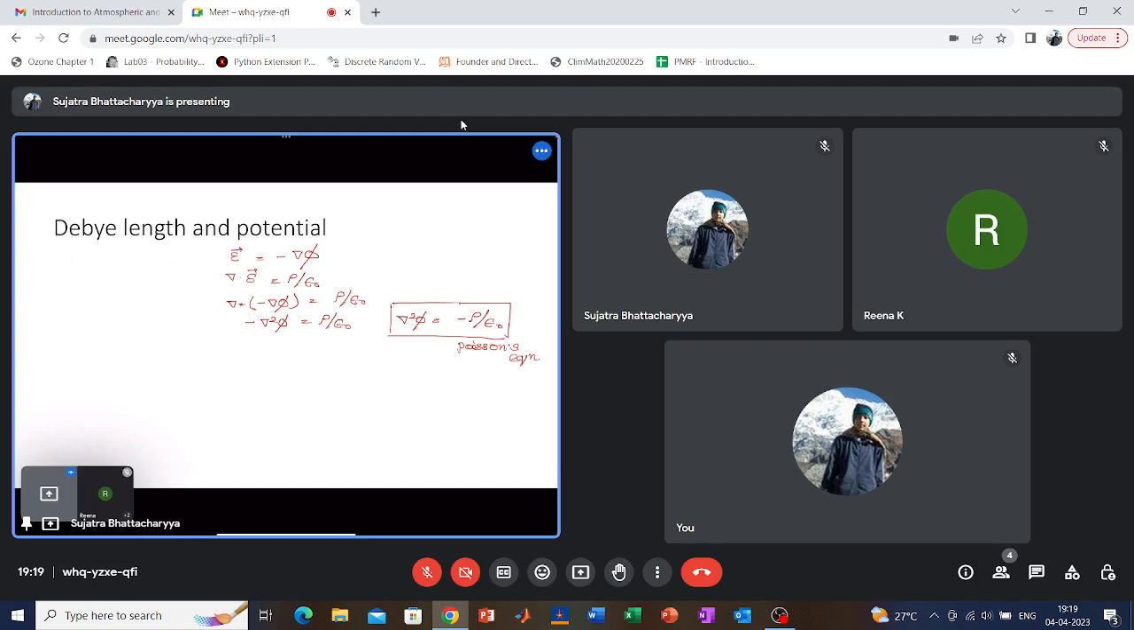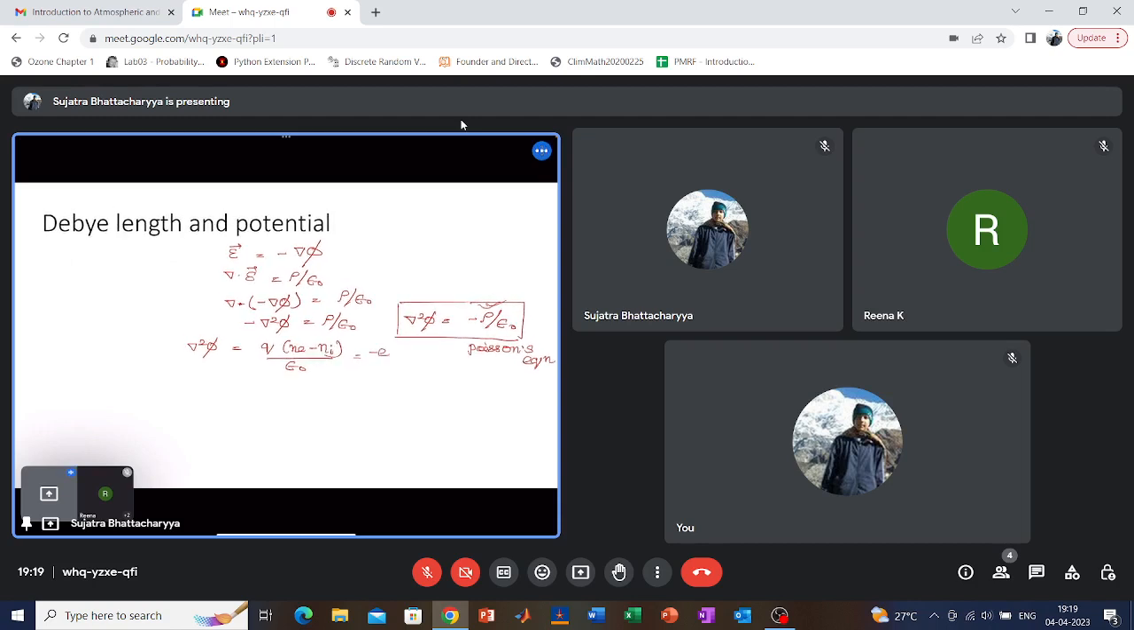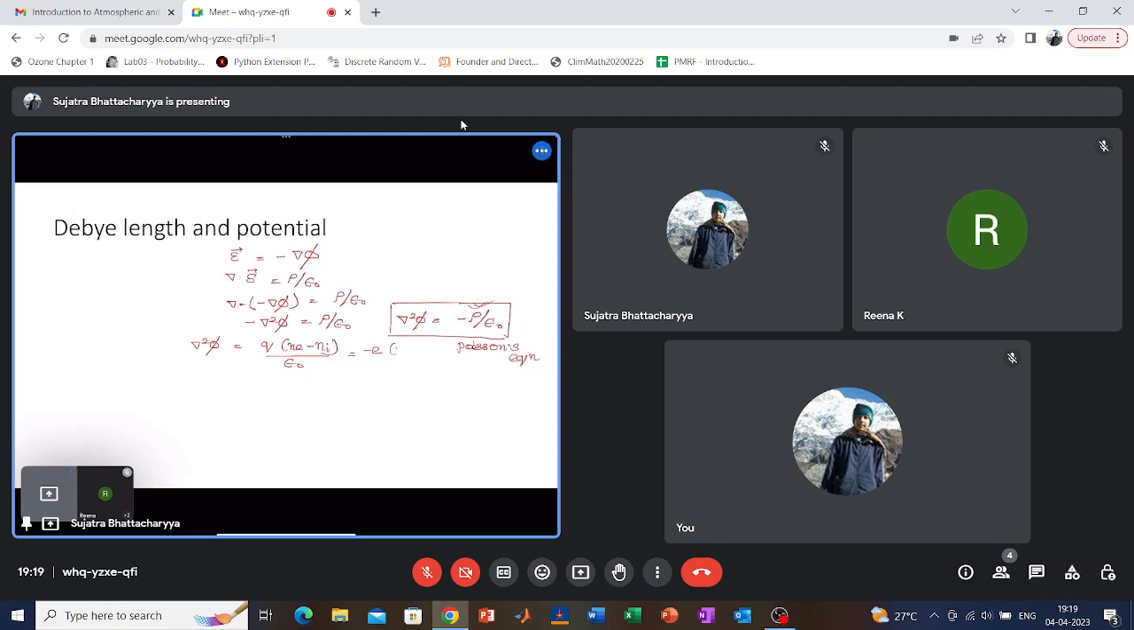Okay. Now, del square phi, or the Laplacian of phi, will be, just take the expression of rho from what we have seen previously, which is Q into Ne minus Ni, the effective charge concentration, divided by epsilon naught. Right? Now Q is, let's say, for the electrons, minus E. So this is Ne minus Ni divided by epsilon naught.